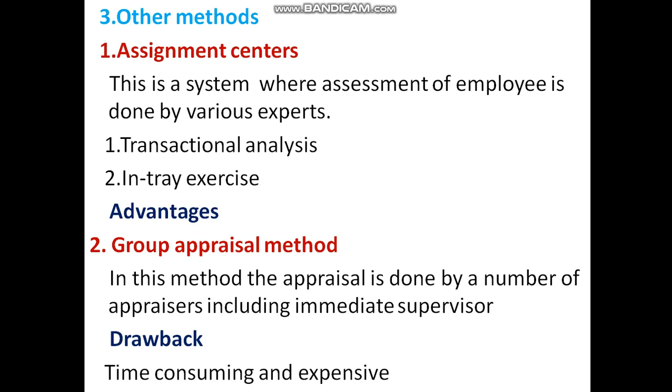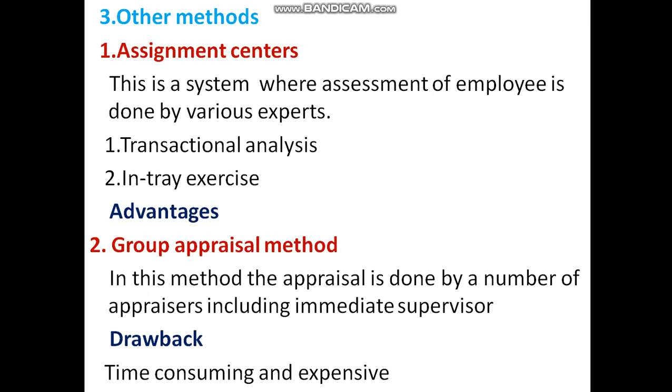This is a system where assessment of employees is done by various experts. The methods are role play, simulation, transactional analysis, panel interview, presentation, group discussion, etc.